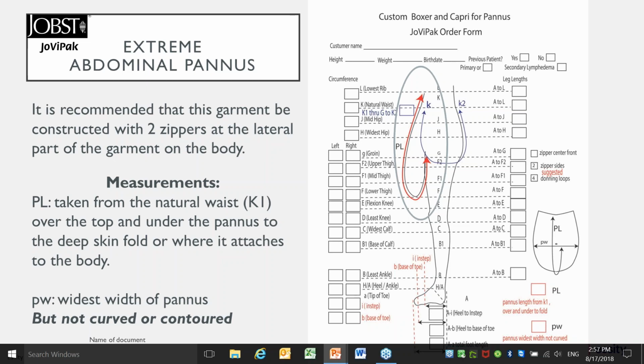Then we need a width measurement, and this is a measurement that is taken in a straight line. Do not use it as a contour on the body or over the top of the panus. Just give us the width. So here's the PL, and it's recorded in the box that is circled there in gray. And then give us the PW, which is the width, of course, and record it here at the bottom, as you see the widest width and not curved.